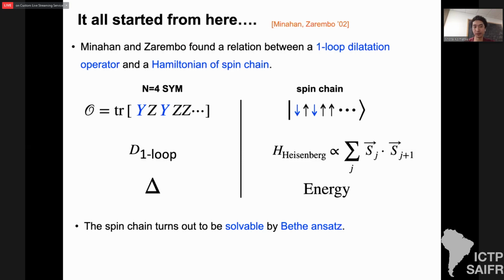In 2002, Minahan and Zarembo found a relation between the one-loop dilatation operator and the Hamiltonian of a spin chain. Their idea is to consider a single trace operator made out of two complex scalars, Y and Z, and map Y to a down spin and Z to an up spin. Under this mapping, they found that the one-loop dilatation operator can be mapped to the Hamiltonian of the so-called Heisenberg spin chain, which is given by this. What is nice about this Hamiltonian is that it turned out to be solvable by a method called Bethe ansatz.